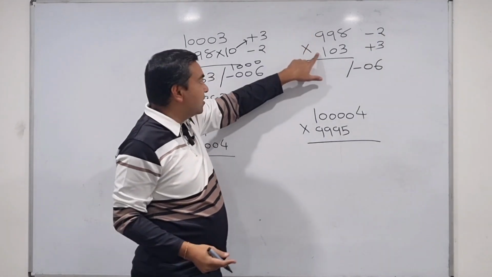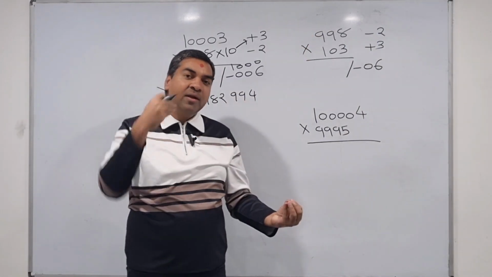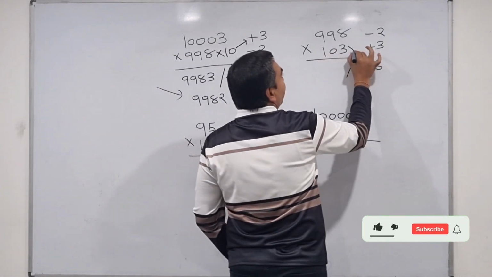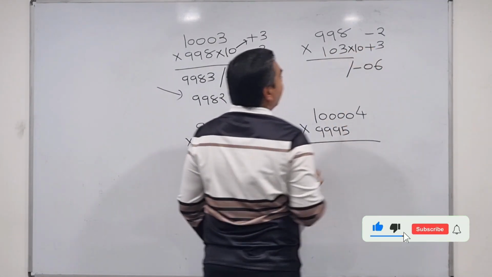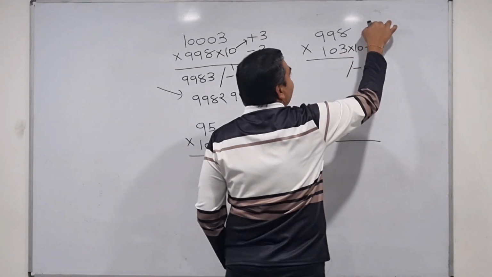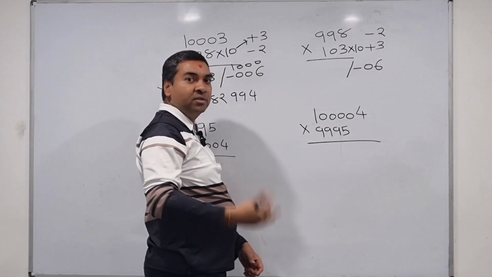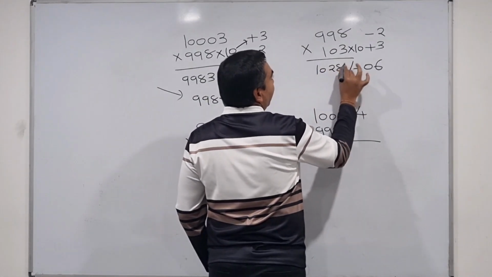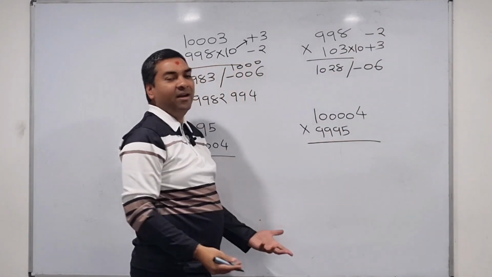Now, what is my bigger base? 1,000. Smaller base, 100. Base ratio, 1,000 divided by 100, which is 10. 10, I'm going to multiply the smaller number. So this number multiplied by 10, which is going to be 1030, and then minus 2. 1030 minus 2, which is 1028. Is it not? 30 minus 2 is 28, guys.